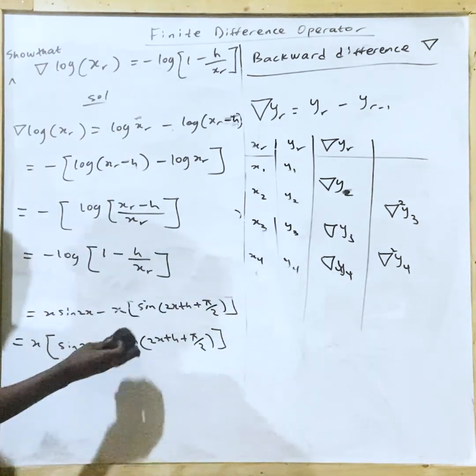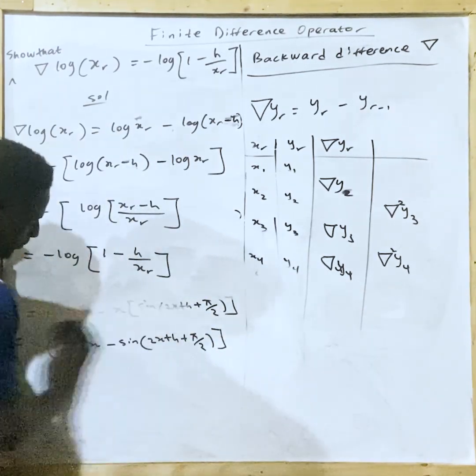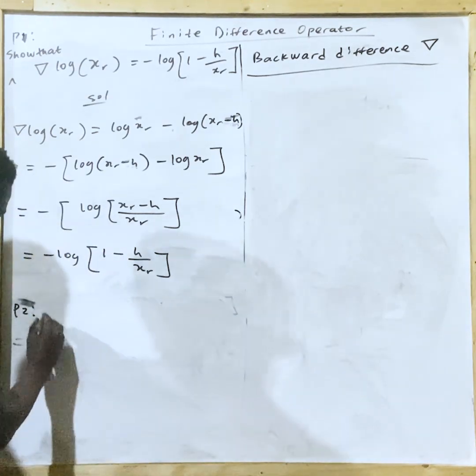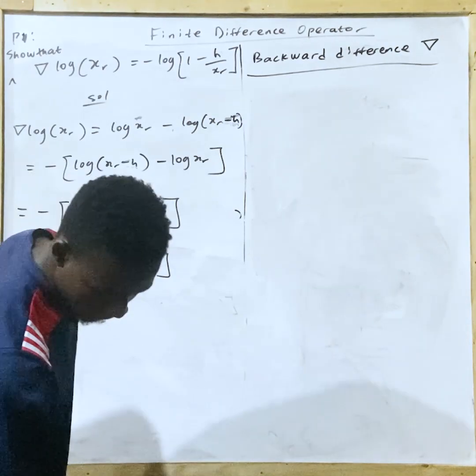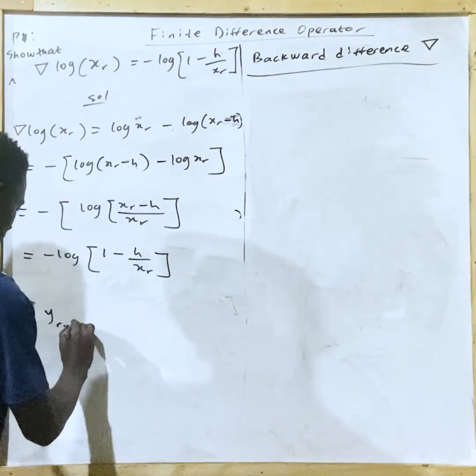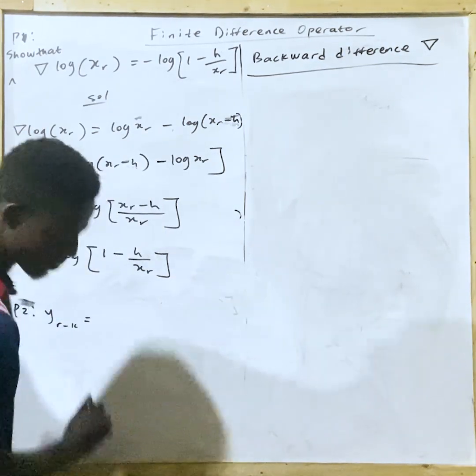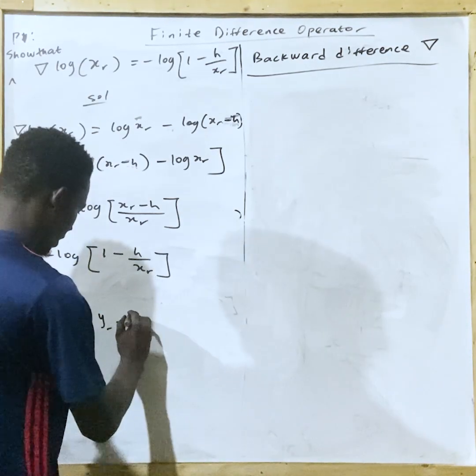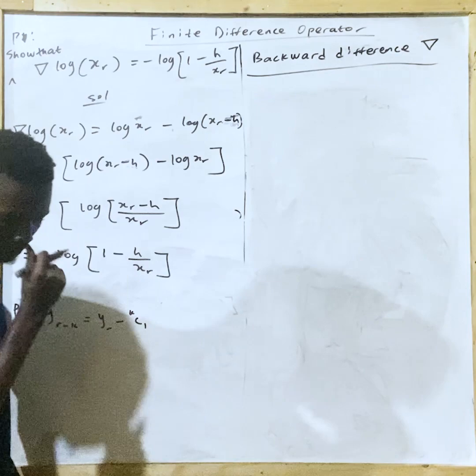So let's move on speedily. We're going to be proving some other stuff also. Show that y_(r minus k) equals y_r minus k combination 1 times the backward difference.